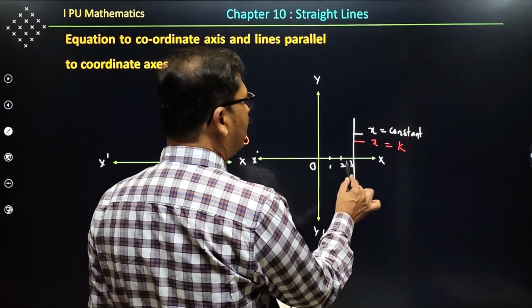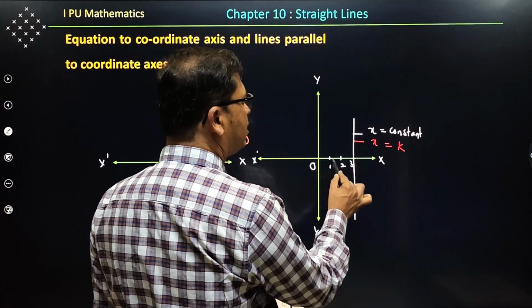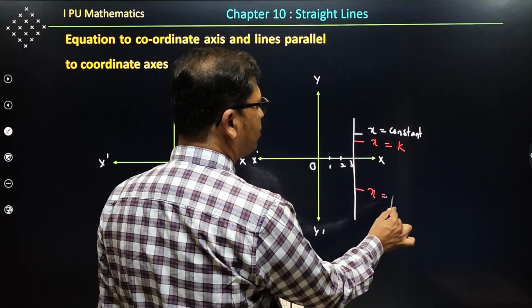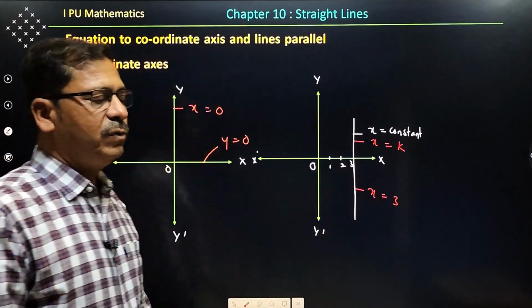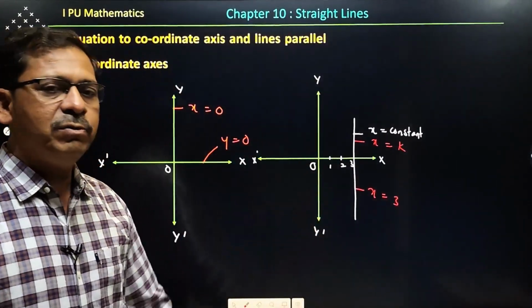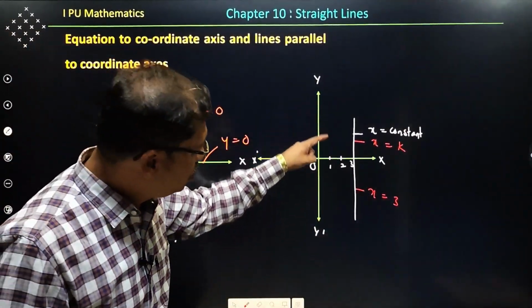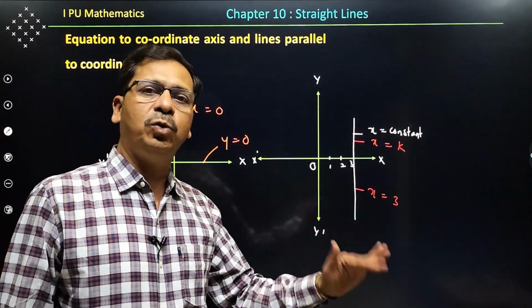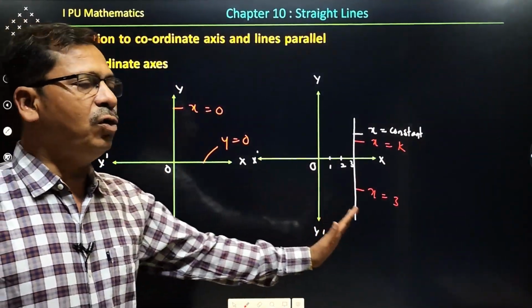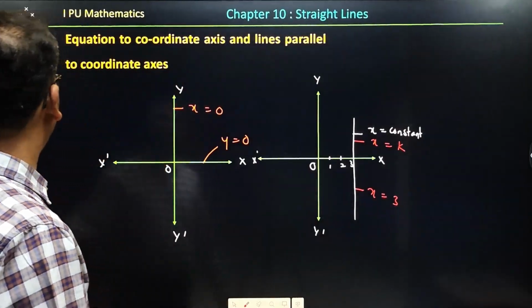In particular, if it is intersecting at a distance of 3 units, the equation becomes x is equal to 3. Suppose if it passes through 1, it becomes x equal to 1. If it passes through 2, it becomes x is equal to 2. That's all. x equal to a constant. This is the idea regarding this.